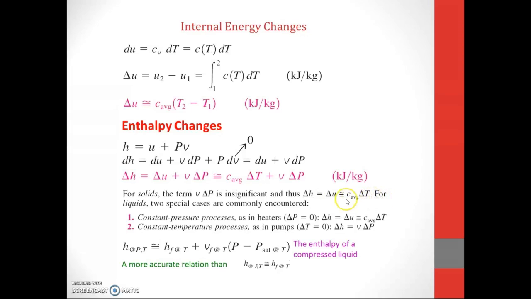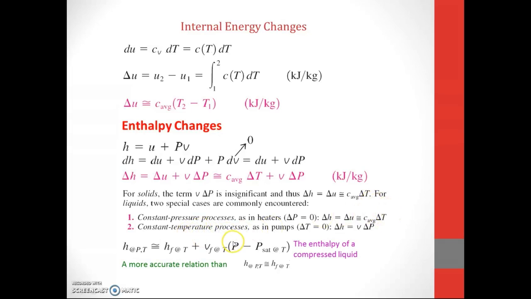Okay, this is for solids. We just assume that delta h is equal to delta u, because v delta P is too small. The gap is too small, so we can just ignore the v delta P. So delta h equals delta u, and delta u equals C average delta T. Both are the same. But for liquids, two special cases are commonly encountered. For a constant pressure process, as in heaters, we assume that delta P equals 0. So delta h equals delta u equals C average delta T. So it's just the same.